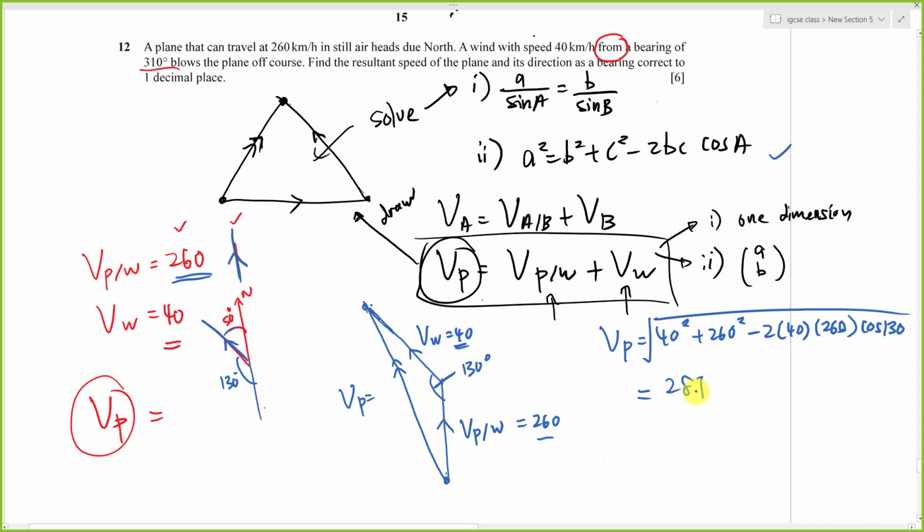So it's 287.35. I think we can correct to 1 decimal place. It should be fine. But because they say the 1 decimal place is for the bearing, for the speed, I think you can round off to the whole number also. It should be fine.